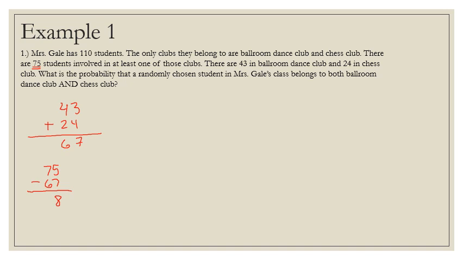All right. So 8 possible out of 110, because 110 students, right? So I want to type this in and then use my little fraction button to simplify it. So 8 out of 110 is 4 out of 55.